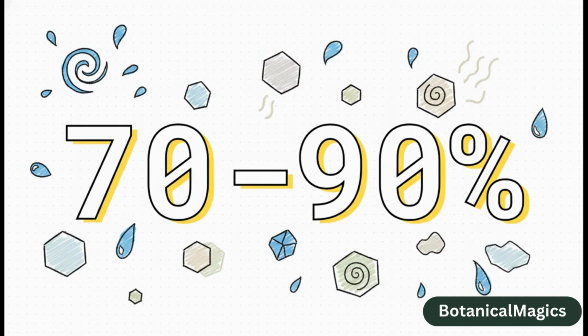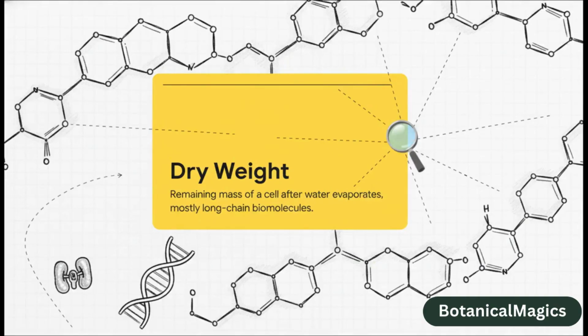But to really get a grip on the structural building blocks, I want you to imagine taking a cell and just completely evaporating all of that water. Poof, gone. What on earth are we left with once the water's out of the picture? Well, what remains is called the dry weight. And this remaining mass is where the absolute magic happens. It consists almost entirely of carbon-containing long-chain organic molecules. And these biomolecules are the actual tangible chemical building blocks we've been looking for.